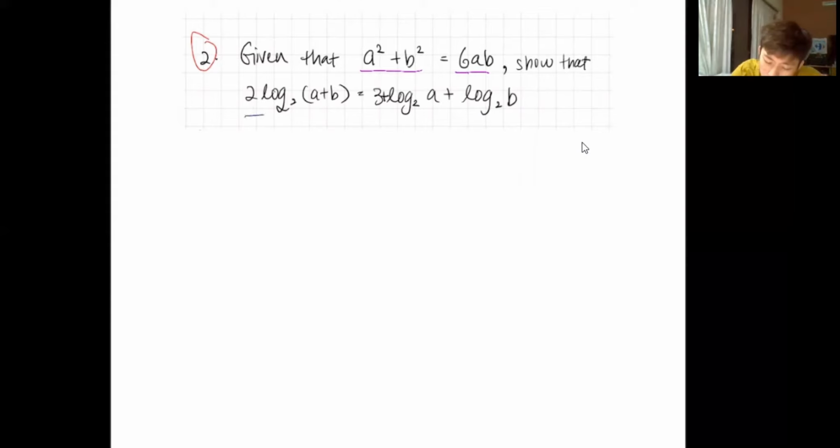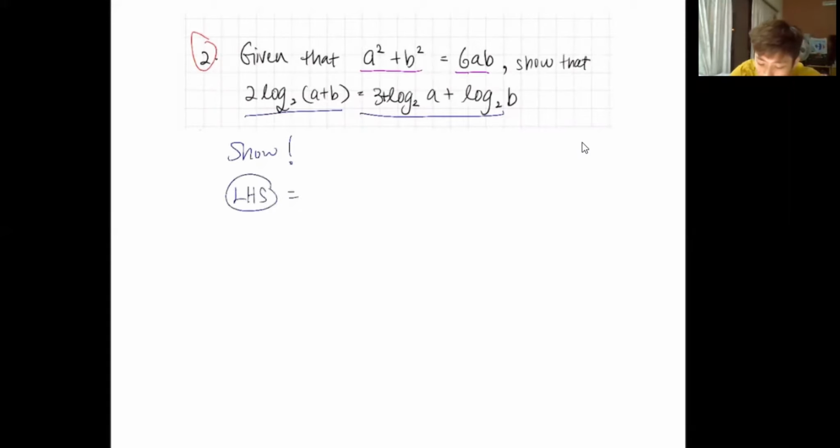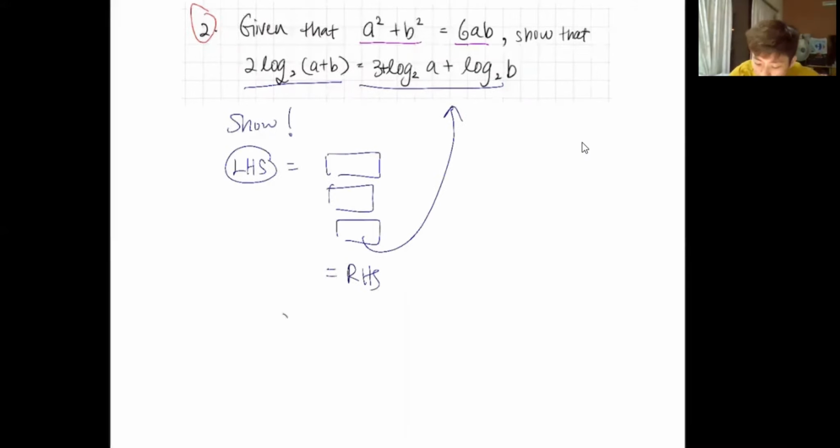They ask you to show this thing is equals to this thing. So when you want to show, don't forget you start from the left hand side. You prove blah blah blah until you obtain exactly the same. Then you say it's equals to right hand side. You understand? So you make a statement after that.